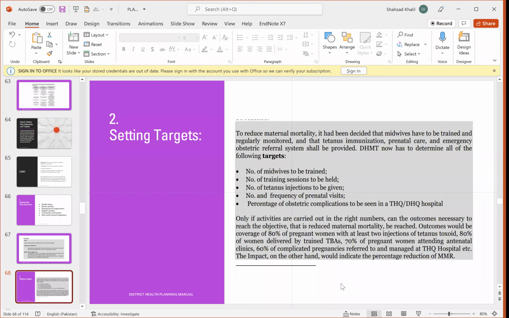Setting targets. To reduce maternal mortality, it has been decided that midwives have to be trained and regularly monitored, and thus tetanus immunization, prenatal care, and an emergency obstetric referral system should be provided. The DHMT now has to determine all the following targets: number of midwives to be trained, number of training sessions to be held, number of tetanus injections to be given, number and frequency of prenatal visits, and percentage of obstetric complications to be seen in THQ and DHQ hospitals.